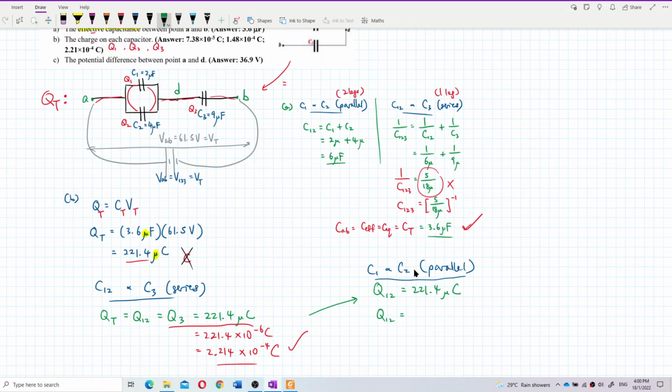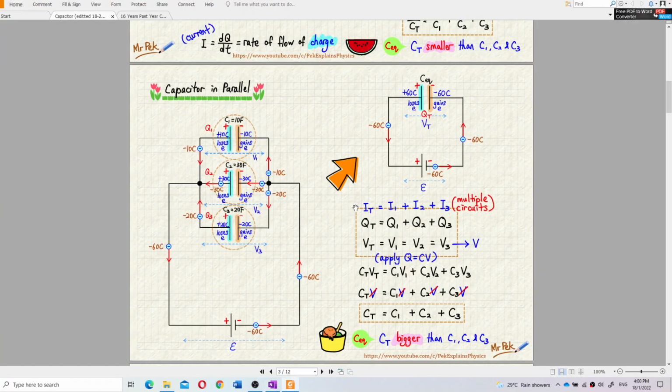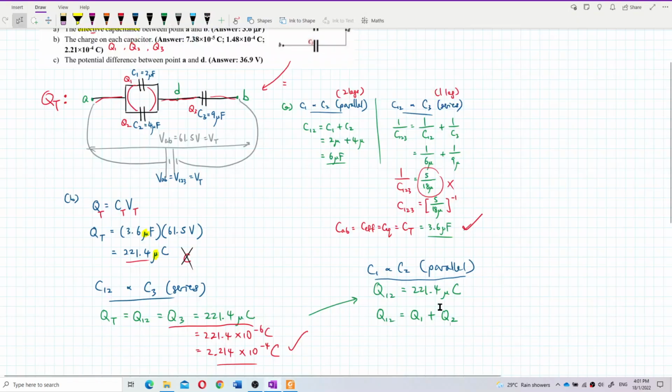Q12 is actually Q1 plus Q2, because parallel, the charge is added up. Parallel, the charge is plus plus plus. Understand? If parallel, only the voltage is equal, but the charge is plus plus plus. So Q12 is Q1 plus Q2. So this is also equal to 221.4 microcoulomb.